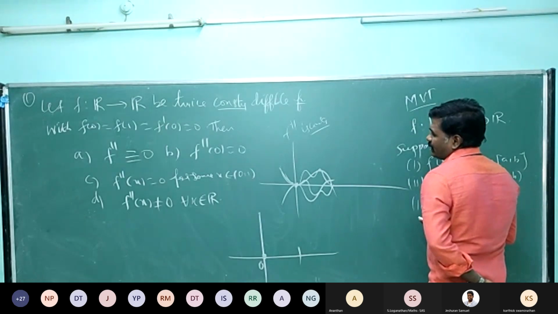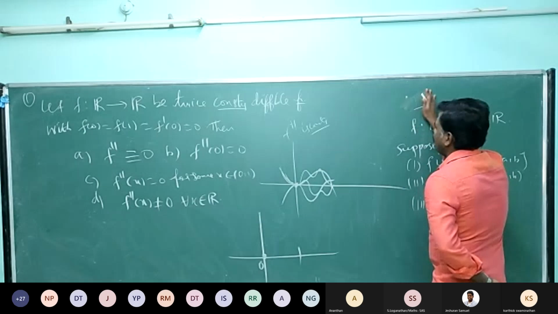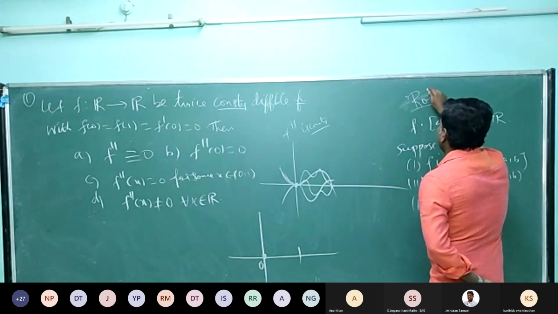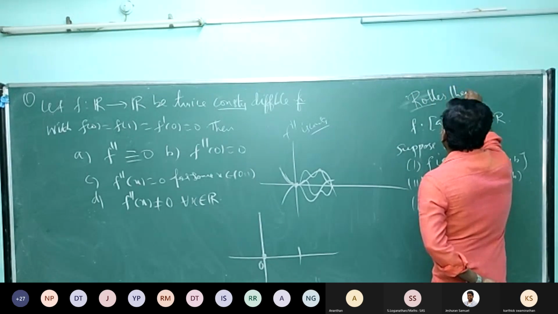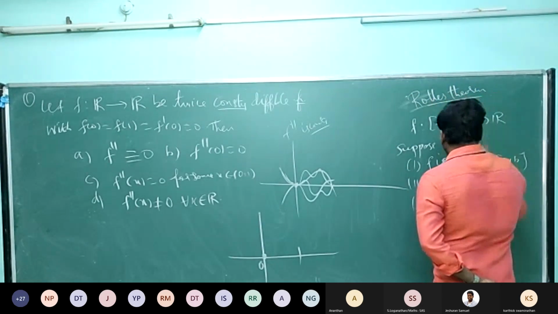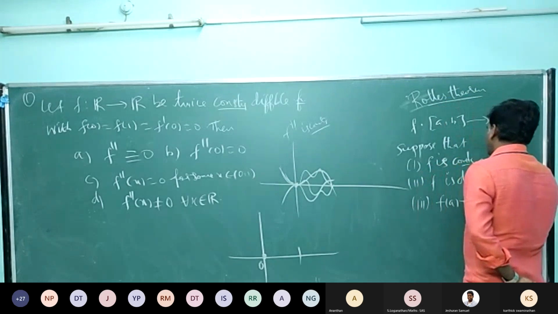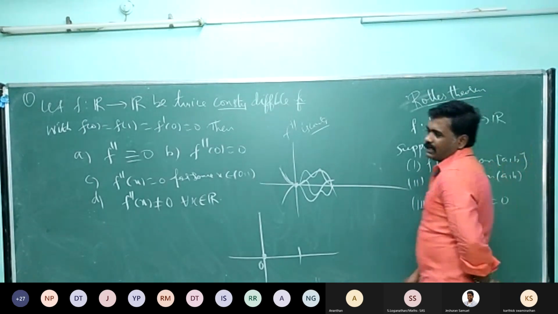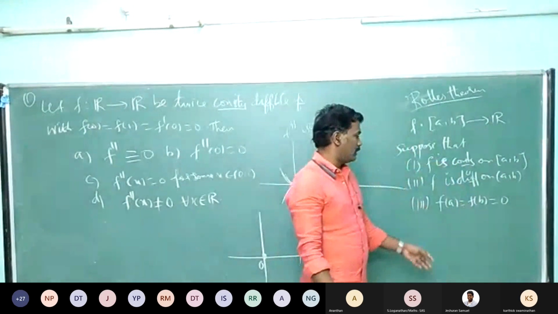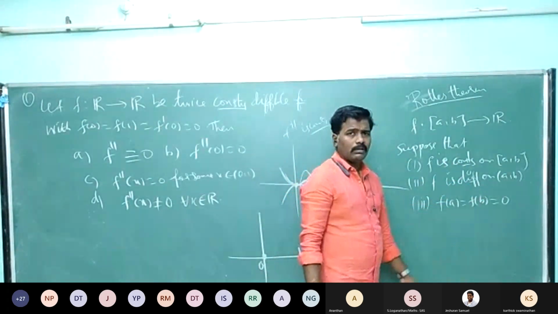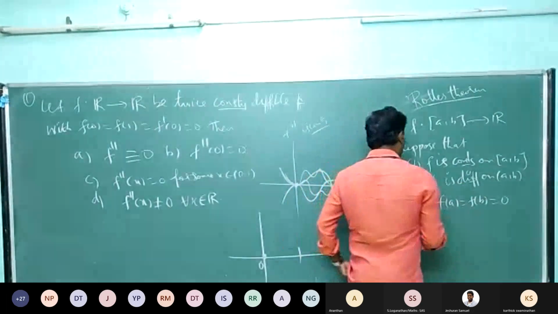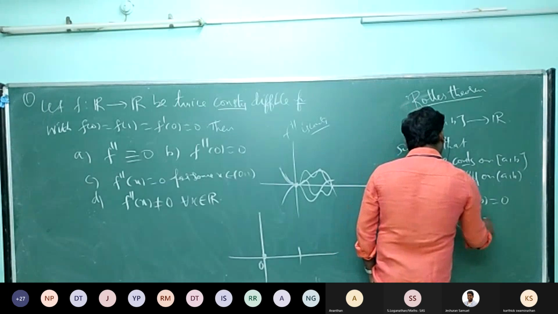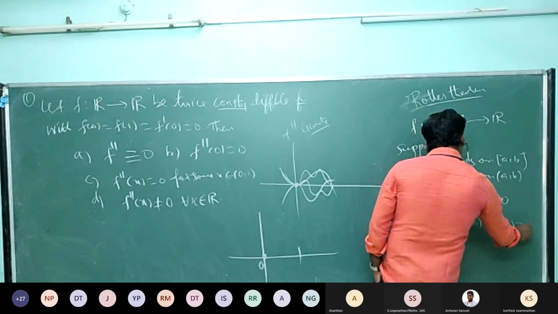Rolle's theorem is a particular case of the mean value theorem. Our problem involves Rolle's theorem, so I will write it down. F of a equals F of b equals 0. Generally F of a equals F of b equals K, where K is any number, but here F of a equals F of b equals 0. Then there exists some C in (a, b) such that F prime of C equals 0.